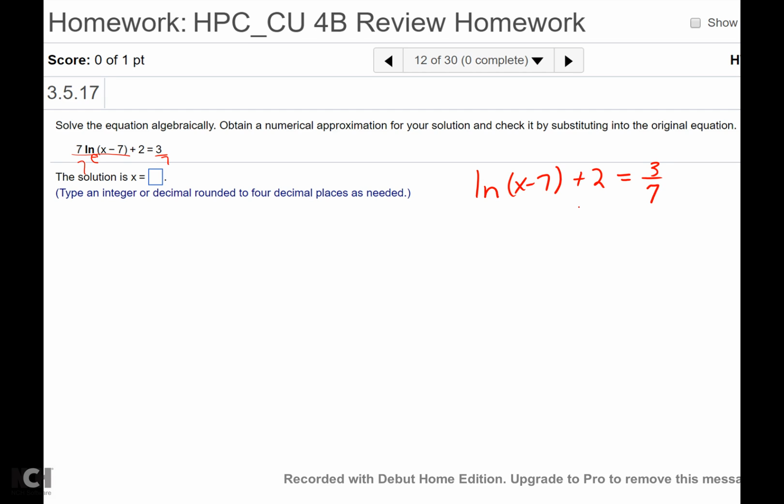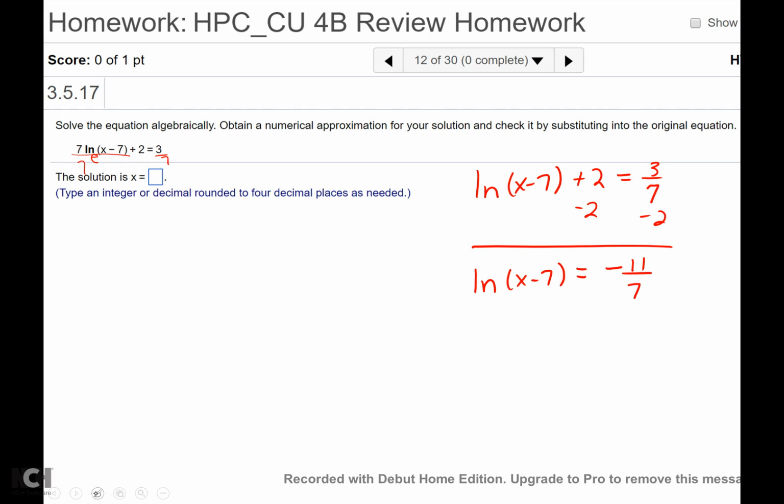And then I'm going to subtract 2, so I have ln of x minus 7 equals 3 divided by 7 minus 2. You get negative 1.57142857. If you leave it a fraction, which is better as far as rounding goes, it's negative 11 over 7.